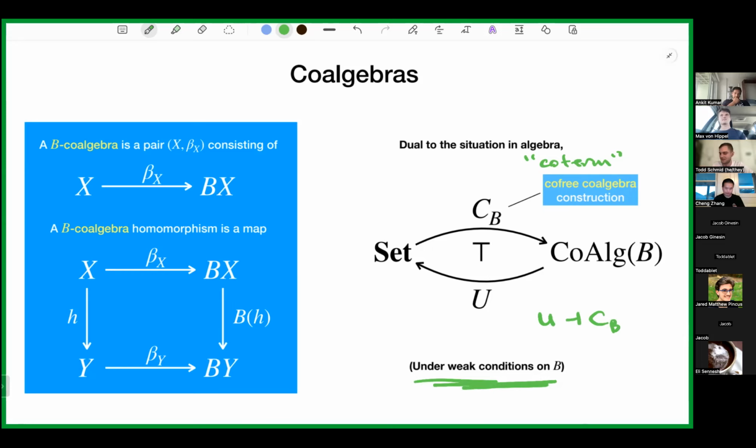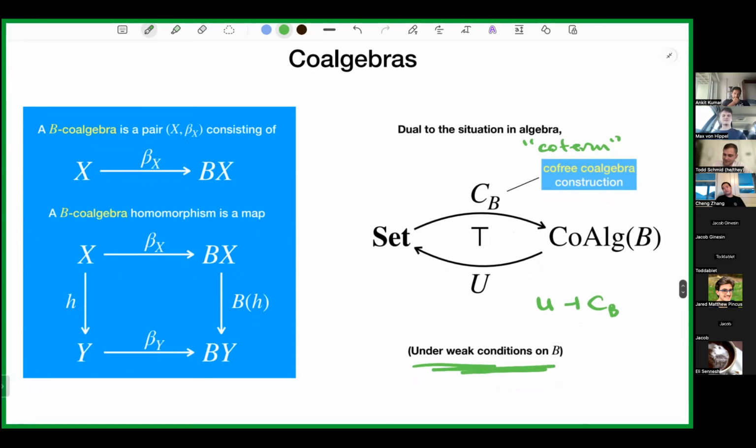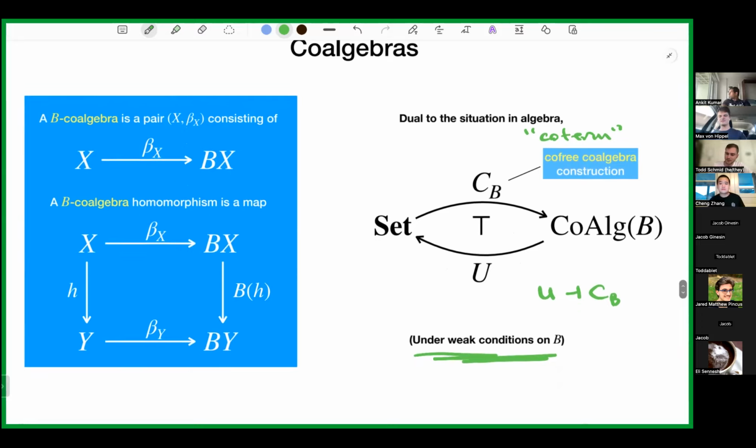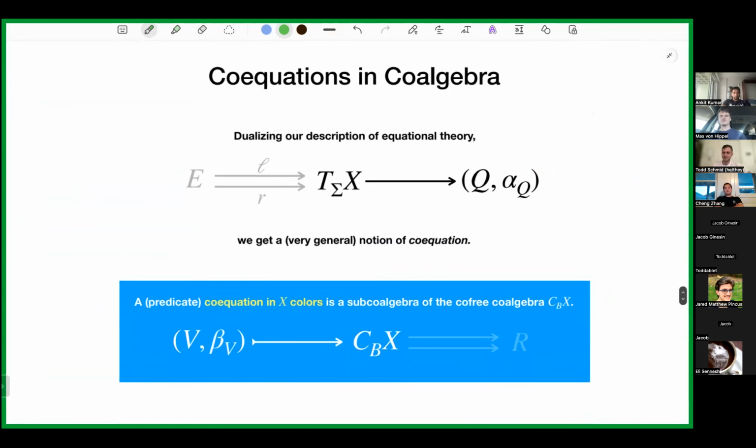Relation, this adjunction exists. So let's just pretend for the sake of this talk that this adjunction always exists, even though there are very interesting cases where it doesn't. Anyways, we also have to dualize the term construction to get this co-term, or cofree coalgebra, construction. So we've dualized the term construction, and this gives us our quickest, dirtiest description of what a coequation is. And it's also a very general notion of coequation.